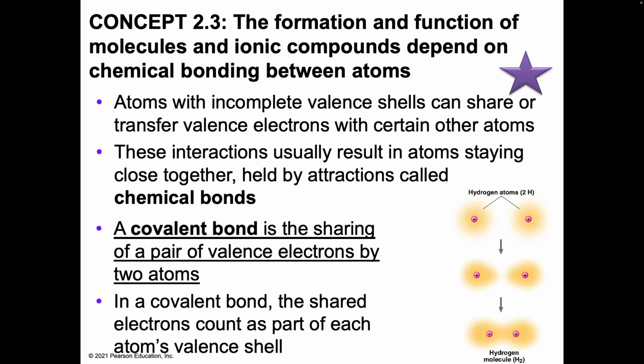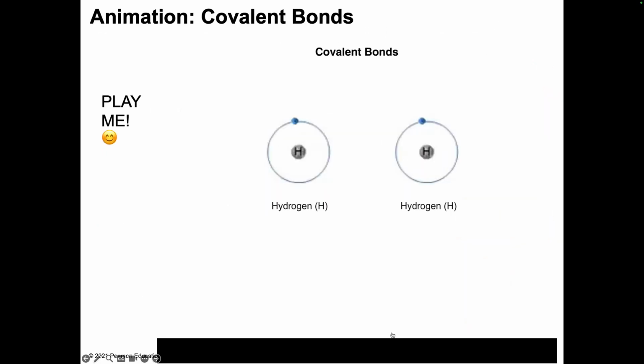All right, moving on to concept 2.3. This talks about the formation and function of molecules and ionic compounds that depend on chemical bonding between atoms. Atoms with incomplete valence shells can share or transfer valence electrons with certain other atoms. These interactions usually result in atoms staying close together, held by attractions called chemical bonds. A covalent bond is the sharing of a pair of valence electrons by 2 atoms. In a covalent bond, the shared electrons count as part of each atom's valence shell.